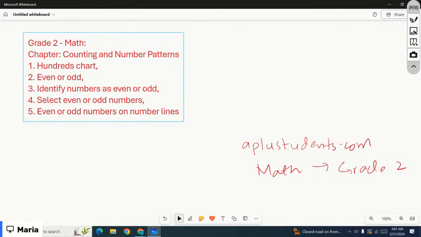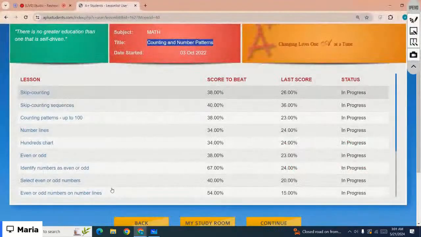We're going to start with the chapter counting and number patterns. The lessons we're going to cover today are hundreds chart, even or odd, identify numbers as even or odd, select even or odd numbers, and then even or odd numbers on number lines. So let's start with the first lesson, that is hundreds chart.